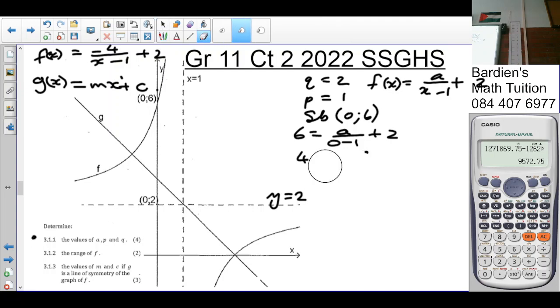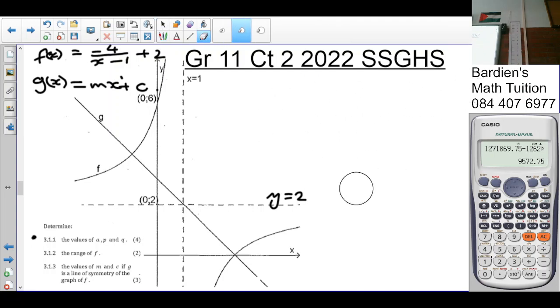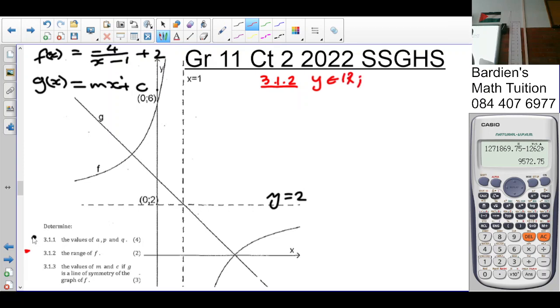Let's look at the next question. As you can see, I need the space here, so I'm just going to erase as we move along. In 3.1.2, the question says the range of f. People, what is the range? All possible y values. This graph goes to negative infinity and positive infinity. So y is an element of all real numbers, but y is not equal to 2. That was your horizontal asymptote.